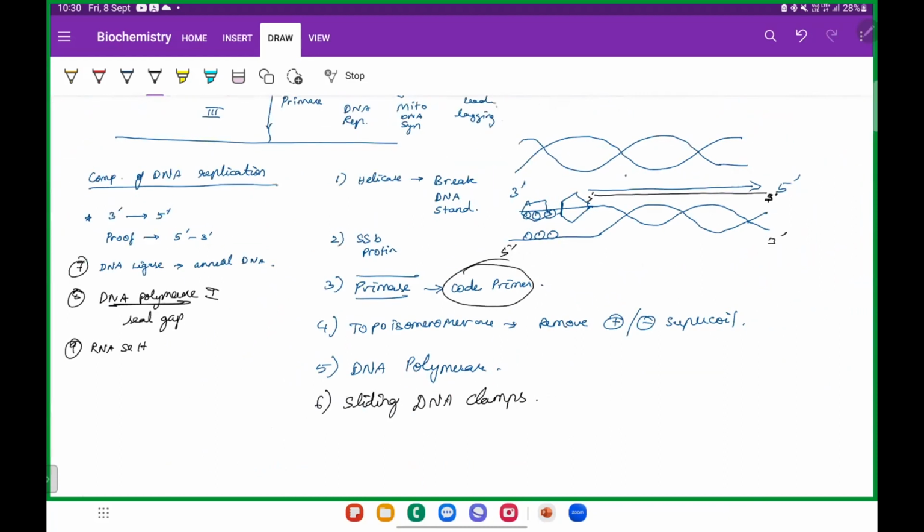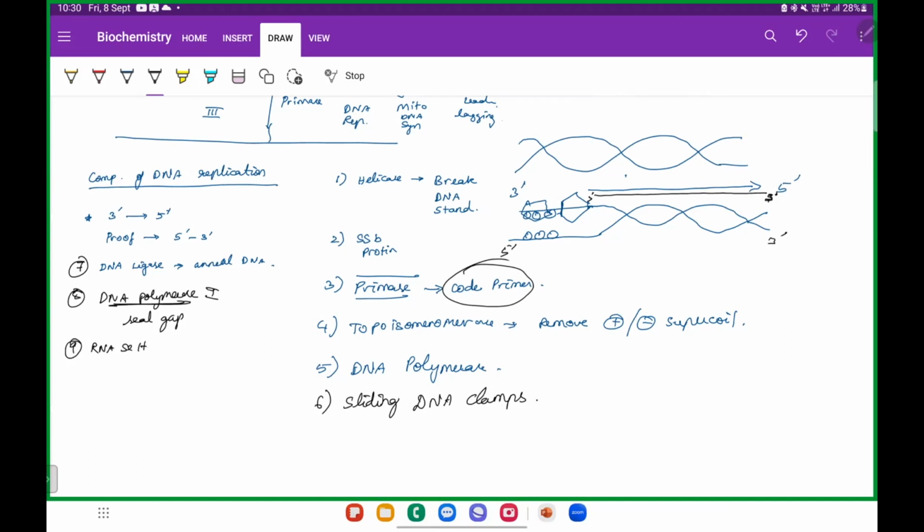First you're going to have helicase, which is going to break your DNA strand. Then you have your single stranded binding protein. Then you have primase, RNA primers, which is going to code. Then you have topoisomerase, then your polymerase, then you have sliding RNA clamp, then the DNA clamp, then you're going to have DNA ligase, which is going to anneal your DNA. Then you have your DNA polymerase 1, which is going to seal the gap. And finally, last but not least, the one that is going to remove your RNA primers.